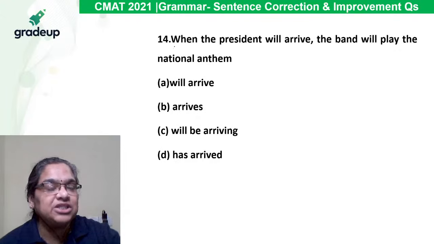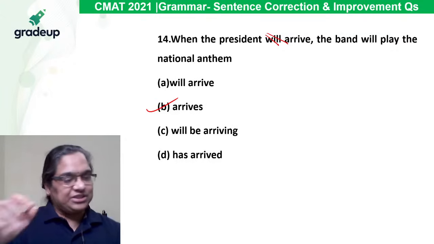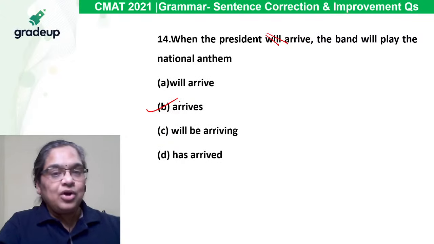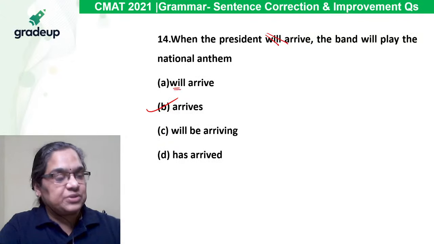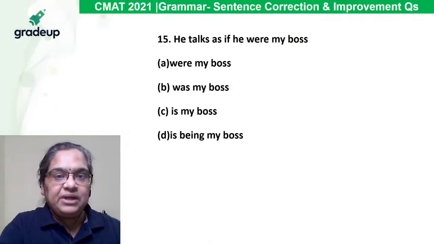Fourteen. Right? Easy. It is the conditional sentence 1. This is in simple present tense, no will there. So when the president arrives, the band will play the national anthem. Alright, no, you don't use two wills. Okay, I'll tell you the conditional sentences in a bit, maybe the next sentence.